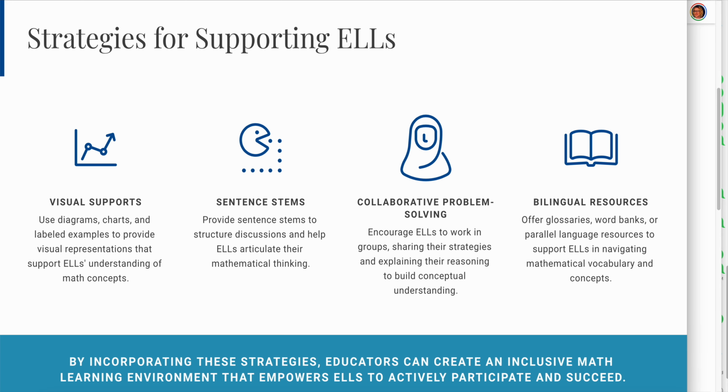So if we're thinking of specific strategies, visual supports like diagrams, charts, drawing, having them label the word problem. Provide sentence stems that structure the discussion and help them articulate their thinking. So highlight the key vocabulary in the lesson. That's really important. Just by having everyone use consistent wording and language in those things, that can be a help for all students, not even just our ELL learners.